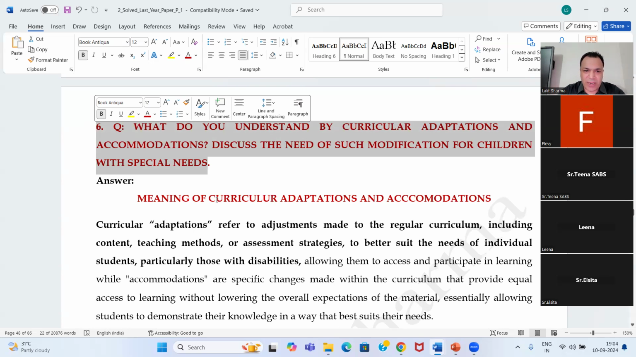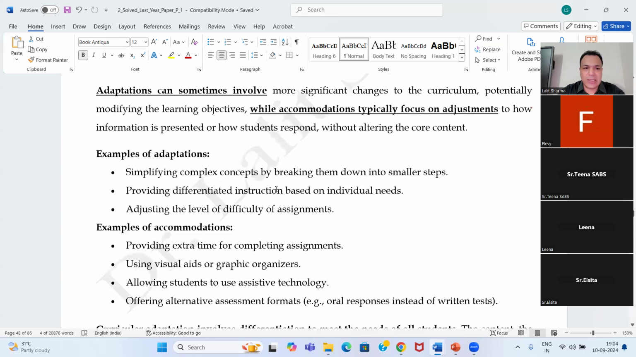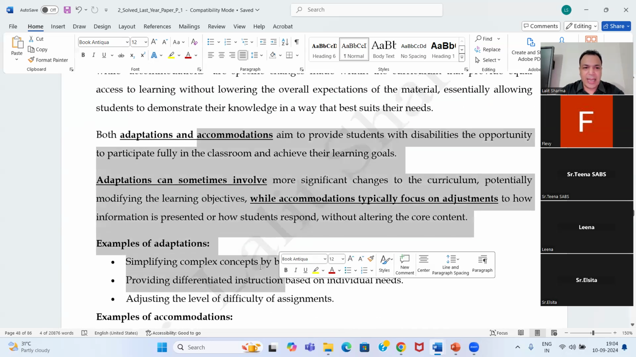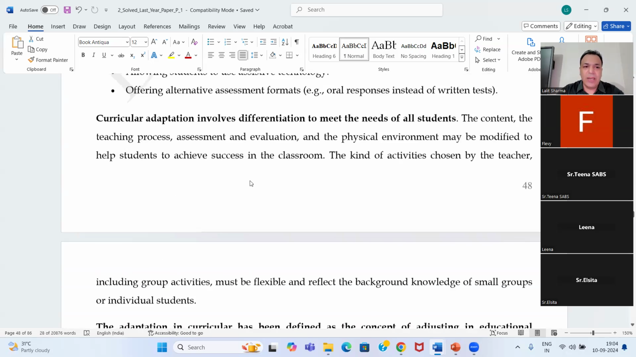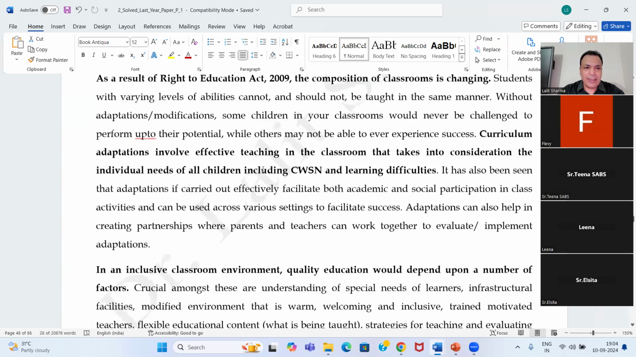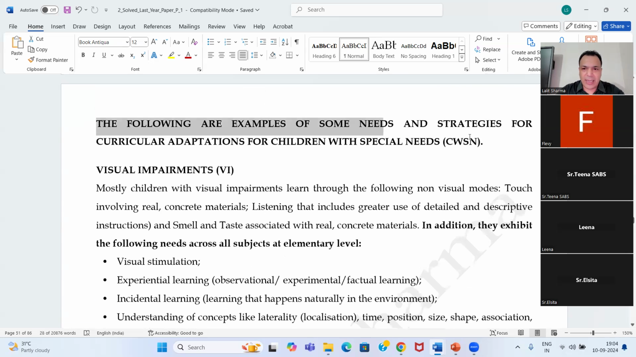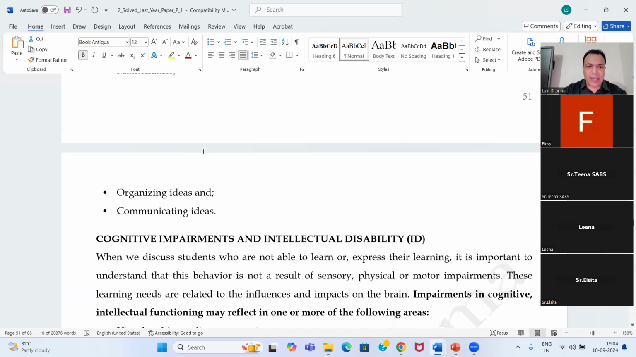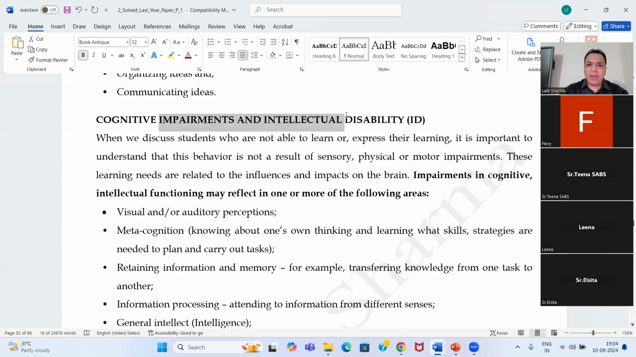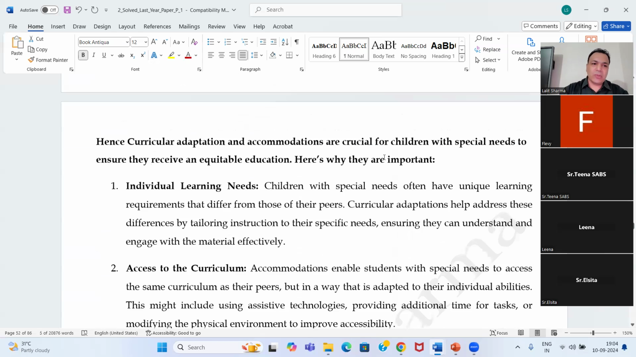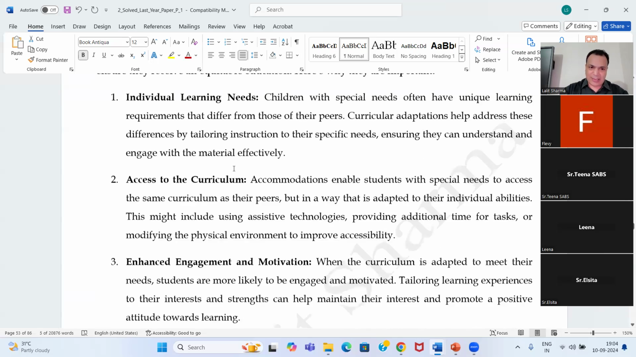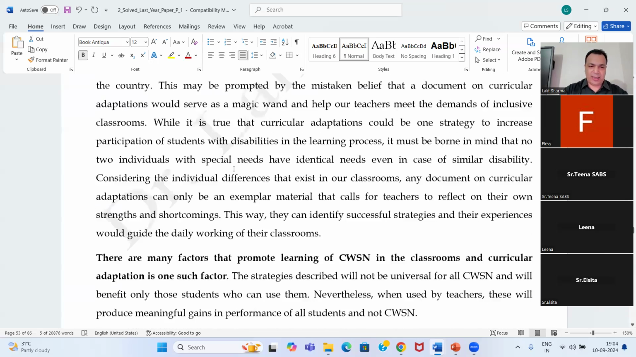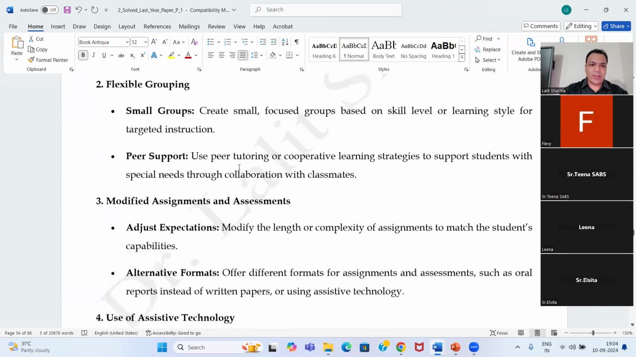So first you have to define the meaning of curricular adaptations and accommodations. Look, all these examples in the PPT I have taken from here, so that you will learn easily. And then, the following are the examples of strategies, curricular adaptations for children with special needs. Under special needs, visually impaired was covered first, then hearing impaired, then cognitive impaired with intellectual disability. So all of that, and how adaptations and accommodations are to be provided to them, has come. This is in the additional notes. Right.